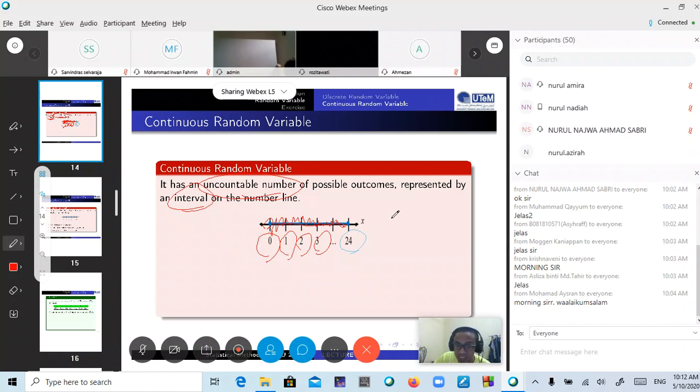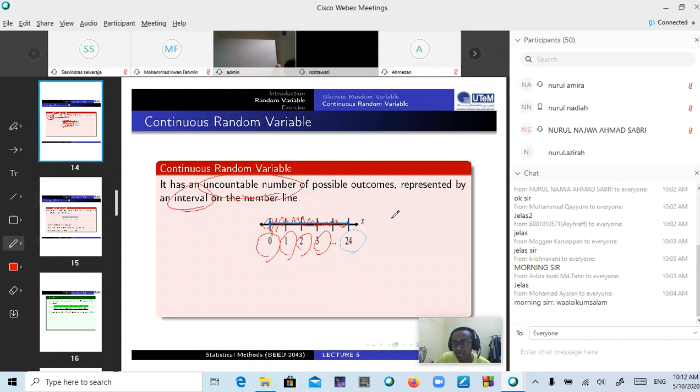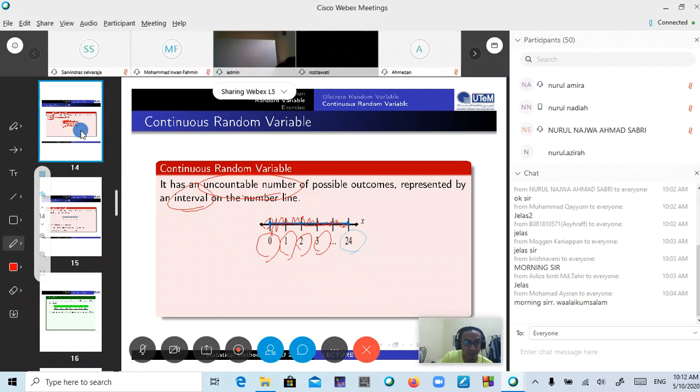Continuous random variables we already learned last week on the normal distribution and sampling distribution. That's one for continuous. For this chapter 3, it is for discrete. So you need to understand what is discrete and what is continuous.